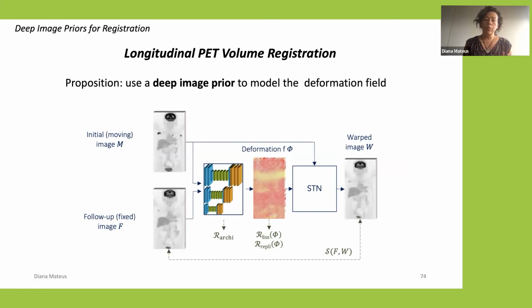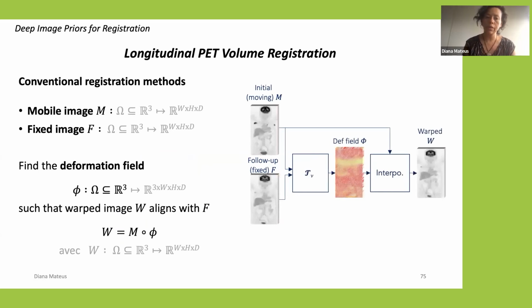What we are going to propose here is a little bit unconventional: we are going to use a deep image prior to model the deformation field. This is what we are going to include here. And to explain what this is, I'm going to first go to the conventional registration methods. When you are trying to register two images with conventional optimization methods, what you're trying to do is find a deformation field that, once you warp your moving image with it, brings this moving image to look as close as possible to the fixed image.